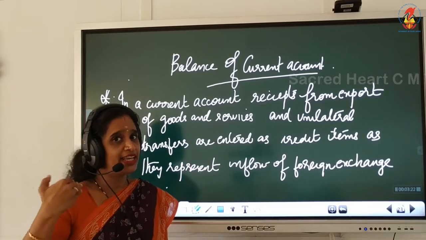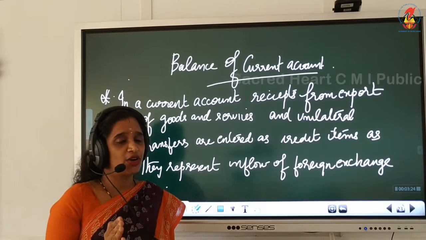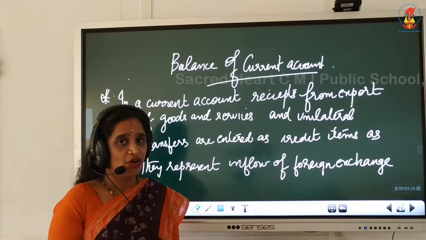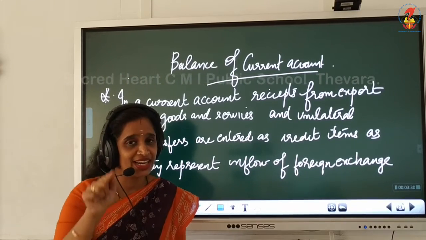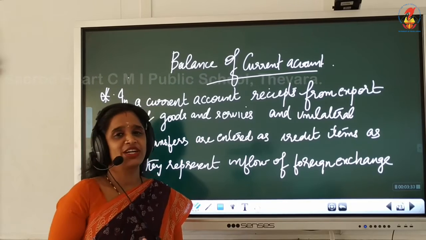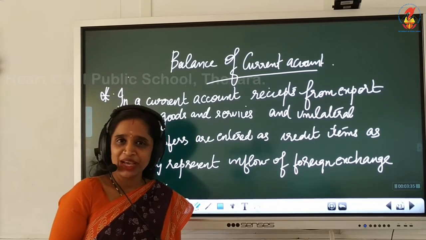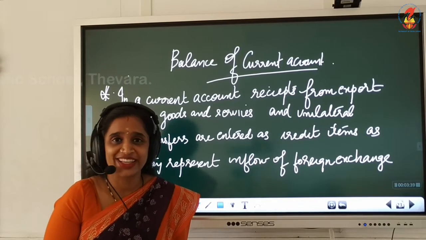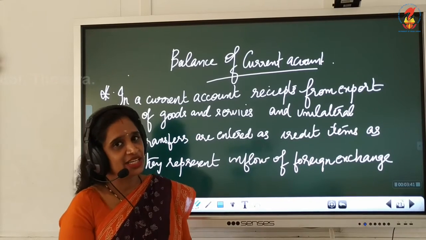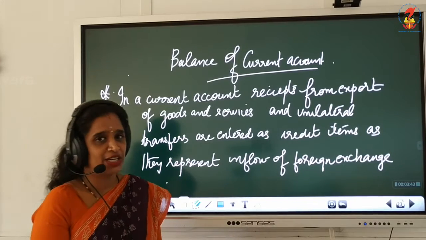So when all the items of the current account are balanced, automatically the current account as a whole will also get balanced. Once again I'll repeat, if the items of the current account are balanced, automatically the whole current account will get balanced. Now let us see what is meant by the balance of current account.